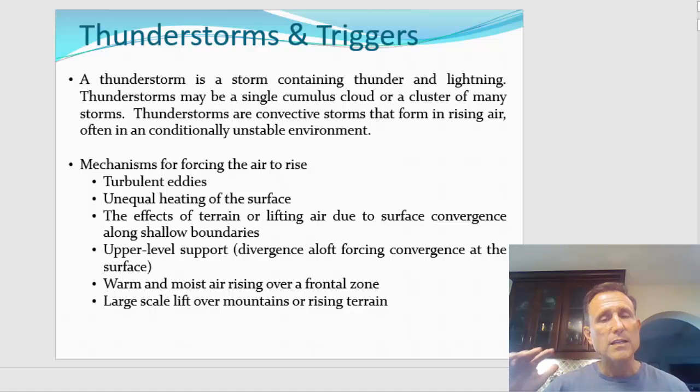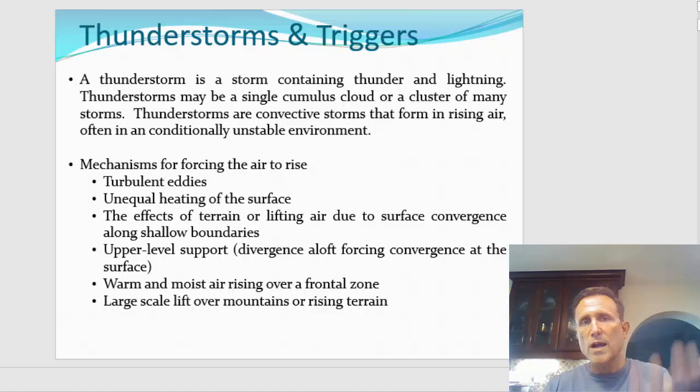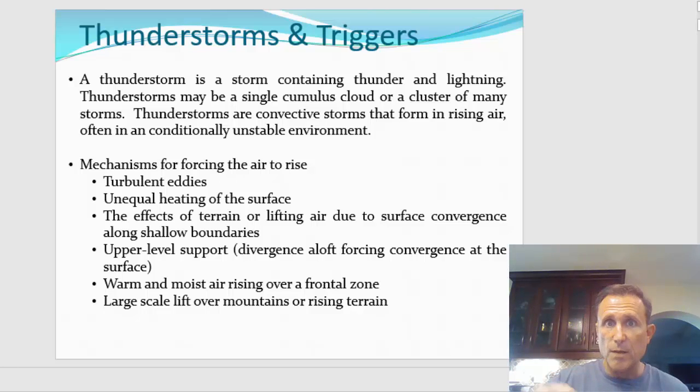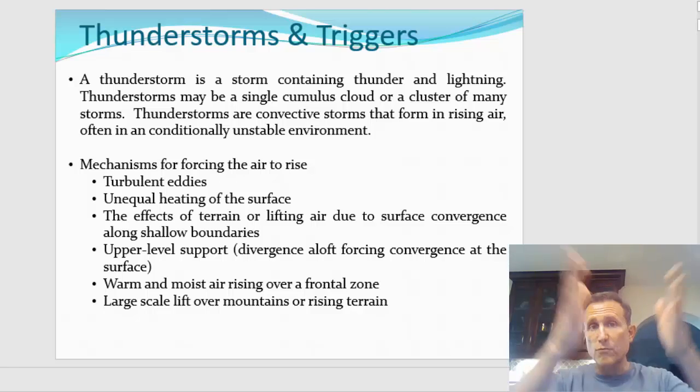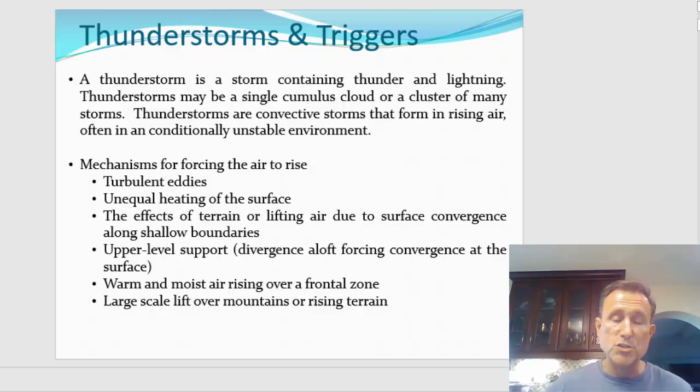In some cases, if we have a lot of cloud cover in the morning but in another area it's full sunshine, where the cloud cover holds temperatures down, air will sink there, and where there was no cloud cover and the sun heated the land up, air will rise there. That differential heating will create lift. We have the effect of lift up over terrain, or orographic lift. We have convergence along boundaries, whether they're cold fronts, warm fronts, or maybe even sea breeze fronts. We have upper level support, which can be divergence aloft, wind spreading apart aloft, or sometimes just cold air coming in aloft. Also warm, moist air rising over frontal surfaces, and moving up over mountains and terrain, as we said.